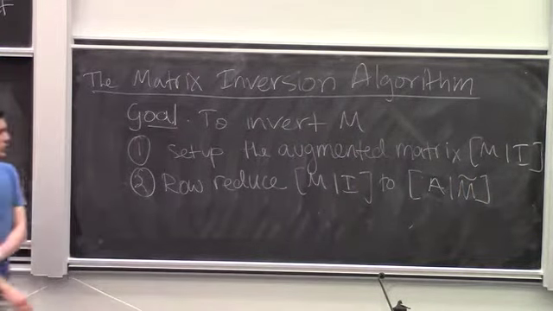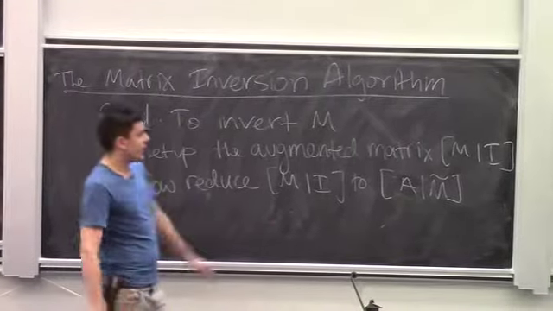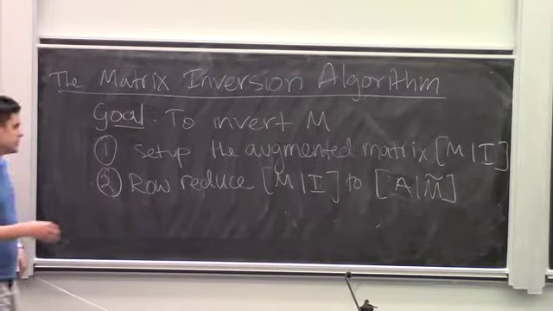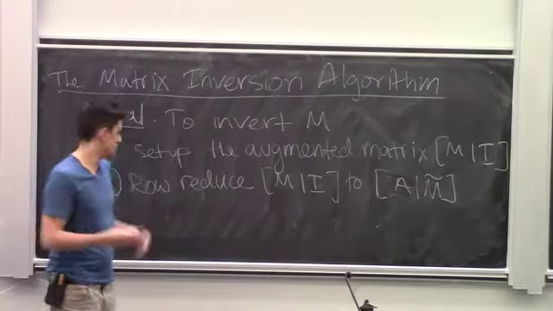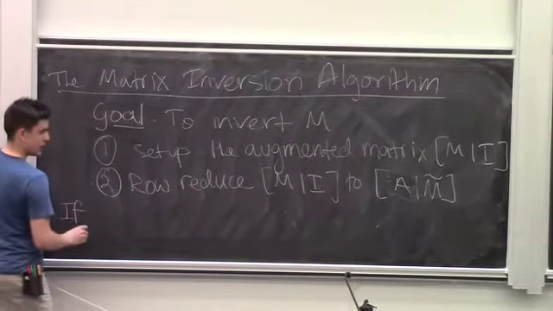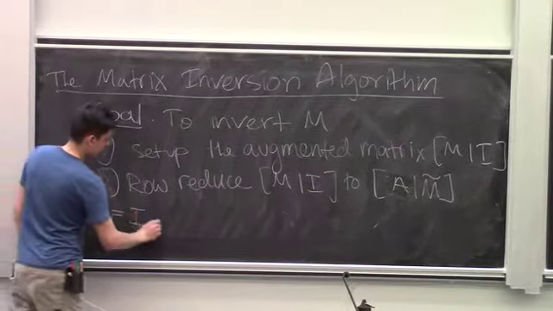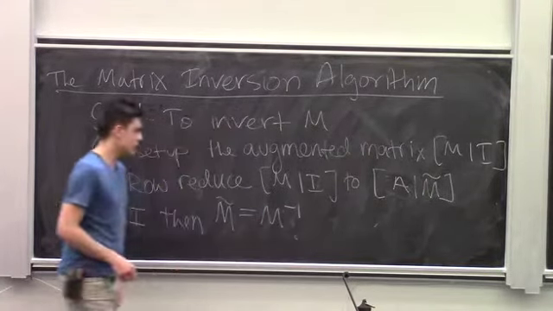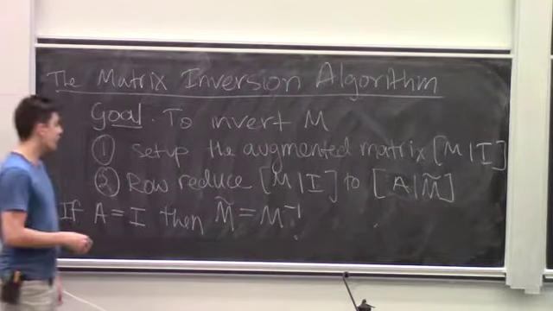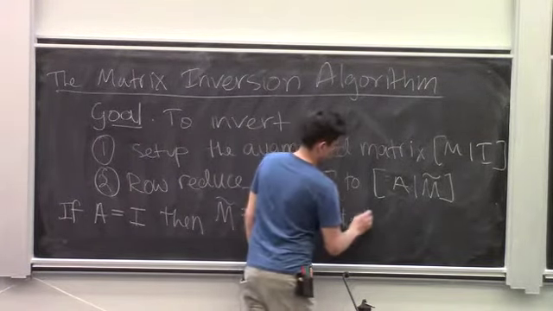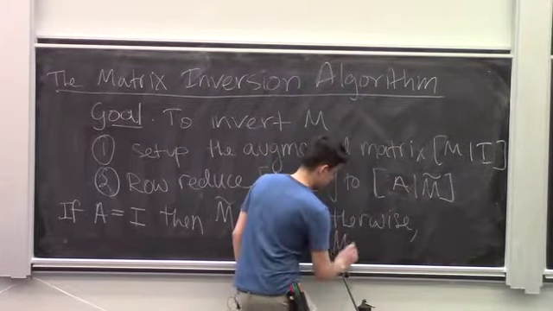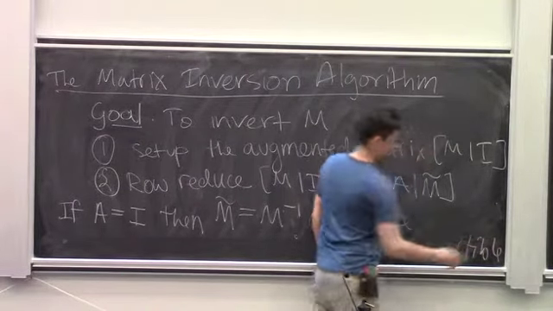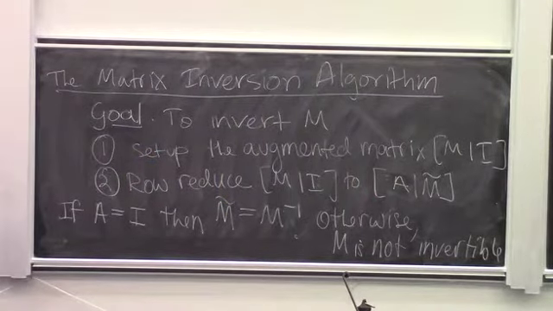Okay, so we're going to row reduce this guy to something A M twiddle. We row reduce it as far as possible, and we get the following statement. If A is equal to I, then M twiddle is our matrix inverse. Otherwise, if that doesn't happen, then our matrix is not invertible.